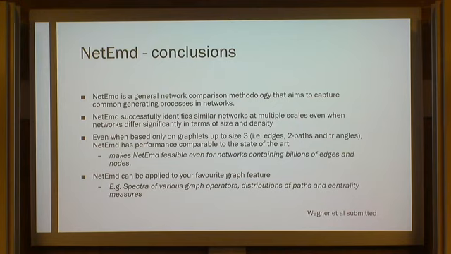So the idea here was to have a very general network comparison methodology. And it's good because it successfully identifies similar networks at multiple scales. It's really nice and quick because I'm just comparing distributions. That's very, very fast indeed. It works even if I only use graphlets up to size 3, so 2-paths and triangles, so that's quite easy. And it has performance that's at least comparable to all of the state-of-the-art measures. But given that you can do it with such small things, actually you can compare things which have billions of nodes. That's totally possible within this architecture.